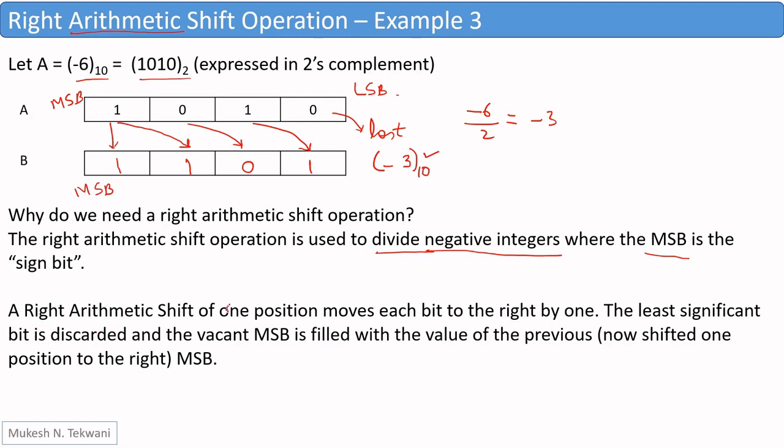Now, what can be the simple summary of this? A right arithmetic shift of one position moves each bit to the right by 1. The least significant bit is discarded. We saw that the least significant bit is lost. And the vacant most significant bit is filled with the value of the previous MSB. So this MSB is copied into the new number. This preserves the sign, and we have also been able to achieve the division.